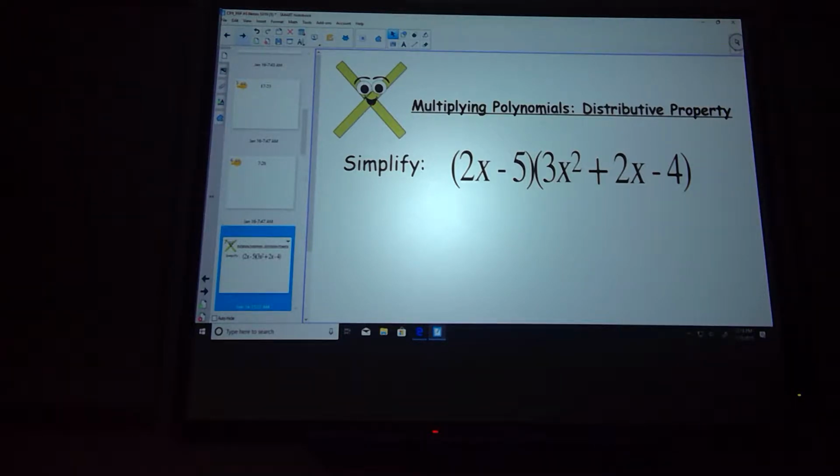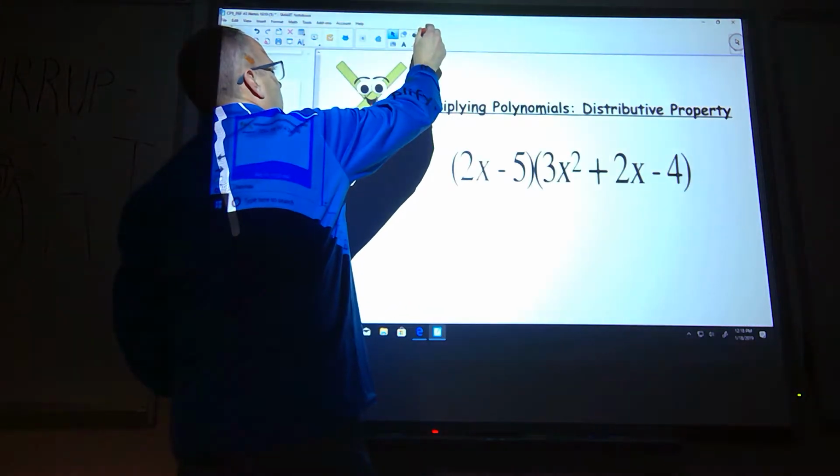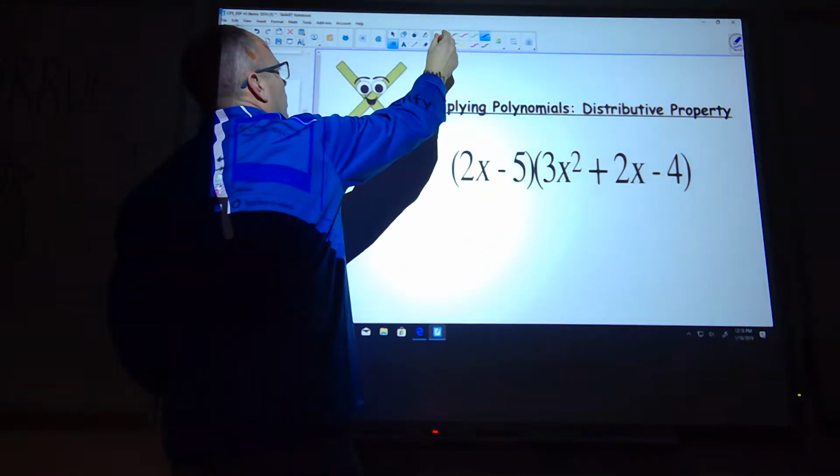So we want to multiply. This is a binomial, and I want to multiply it by a trinomial. So pencils down for a minute just to watch what I'm doing, if that's okay with you.